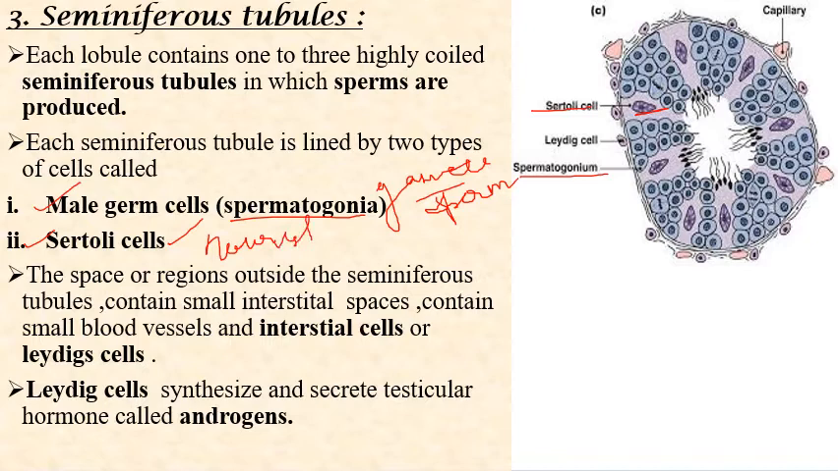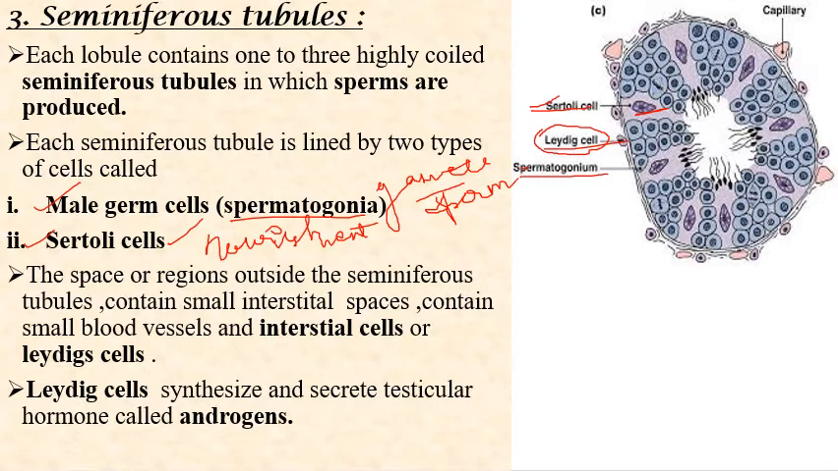Okay, so this will provide only nourishment to the developing sperms, and there is also a region between these two types of cells, that is the interstitial space between Sertoli cells and spermatogonial cells, and this is an interstitial cell termed as Leydig cells. So these Leydig cells can synthesize as well as secrete some testicular hormones, testosterone or androgens. Okay, so this is the role of the Leydig cells.